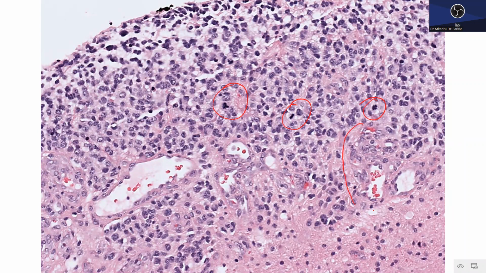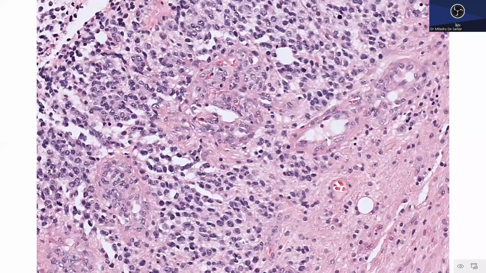And also a bit of microvascular proliferation. You see one lumen, you see another lumen, and in between you have a lot of proliferation of vascular endothelial cells. So you have a lot of microvascular proliferation. So this is basically a grade 3 oligodendroglioma.